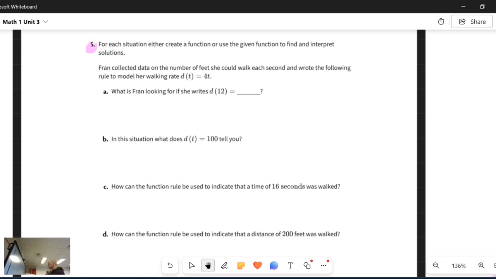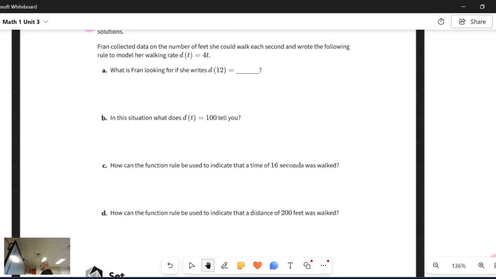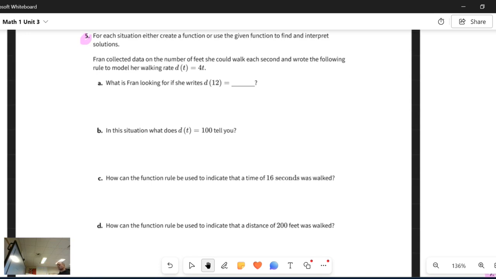Part C is, how can the function rule be used to indicate that a time of 16 seconds was walked? If she plugged in 16 for t, so she got d of 16 is equal to 4t, she could go through and say, how many feet did she walk in 16 seconds? How can the function rule be used to indicate that a distance of 200 feet was walked? So very similar to part B, we say d of t is equal to 200. So when we build the equation, it's going to be 200 equals 4t. And we can do the math and divide by 4 and get that t is equal to 50. So in order to walk 200 feet, it would take her 50 seconds to do so.